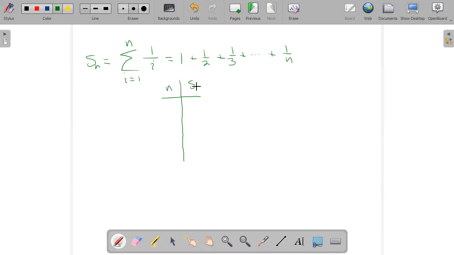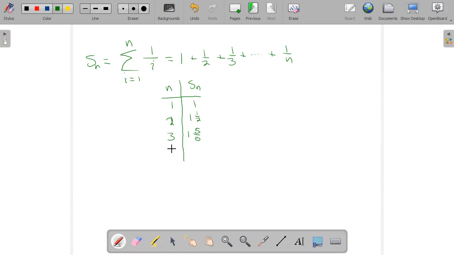So n versus Sn. The first sum is just the first term, 1. The second would be 1 plus a half, which would be 1.5. If we add a third to that, 1/2 plus 1/3 is 5/6. Oops, the second one. The third one should be 1 and 5/6.